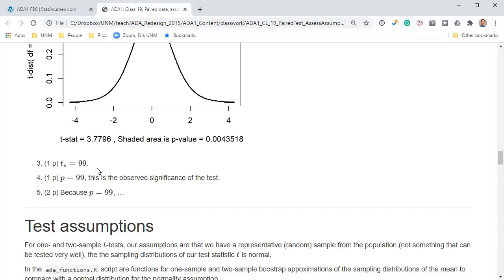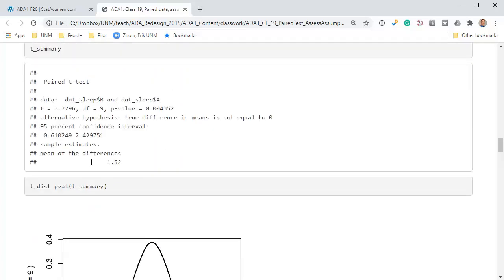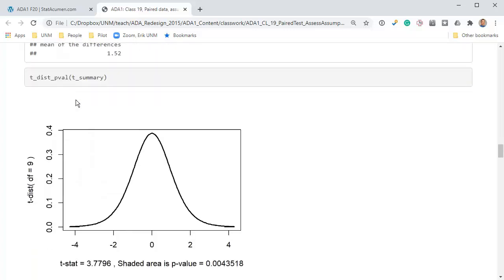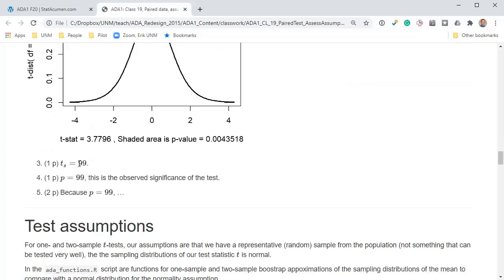All right, and so here's the places where you need to fill in things. You've specified the hypothesis test up here, and then give the t-statistic, give the p-value, and state your conclusion. Okay, so this is all stuff that you did in the last assignment, except now you are doing it on the paired data instead.